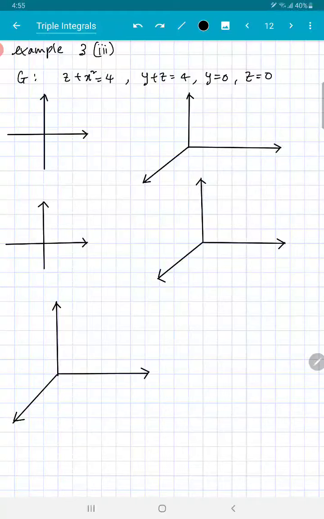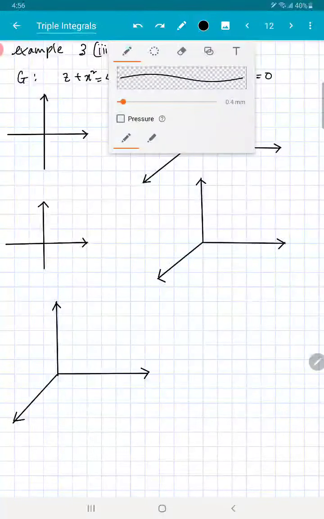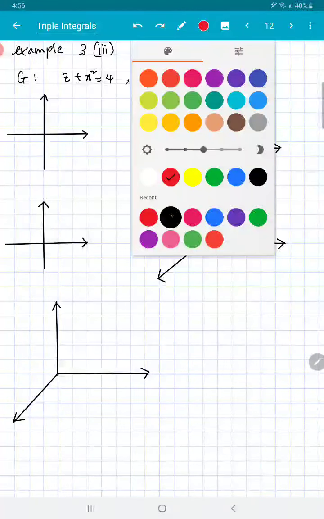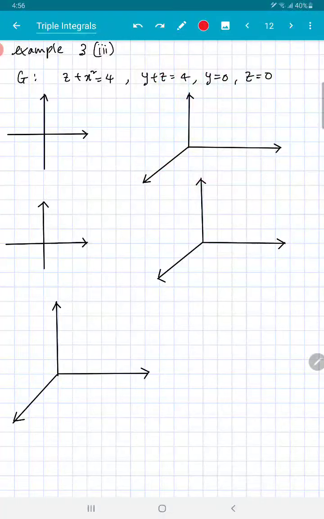Let's sketch this equation first, which is really a paraboloid. Okay. Right. So let's sketch this on 2D first. So here we have z plus x squared equals 4. You can rewrite this as z is equal to 4 minus x squared. So probably you can see it better. You can recognize this is an equation of a parabola that opens downwards.